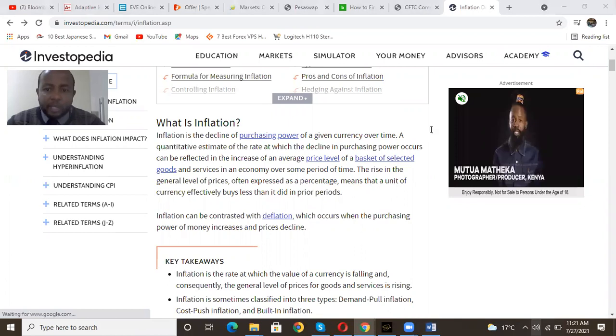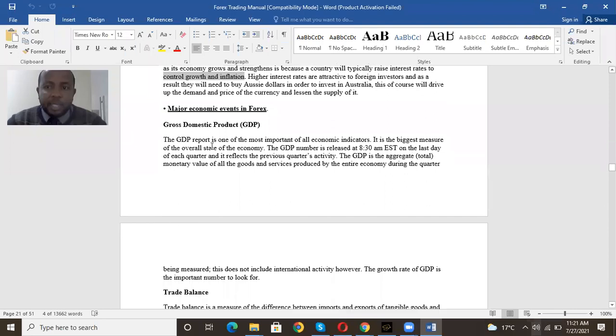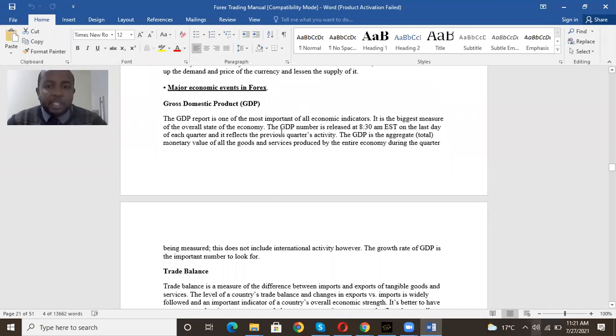So let me also touch on some things that basically affect us. The GDP report is one of the most important economic indicators. It's the biggest measure of the overall state of the economy. GDP is the total value of all goods and services, all monetary goods and services, and it's released at 8:30 a.m. GDP is the aggregate total monetary value of all goods and services produced by the entire economy during the quarter. So we are in the third quarter right now, so we're almost ending the year. Being measured, this does not include international activity.